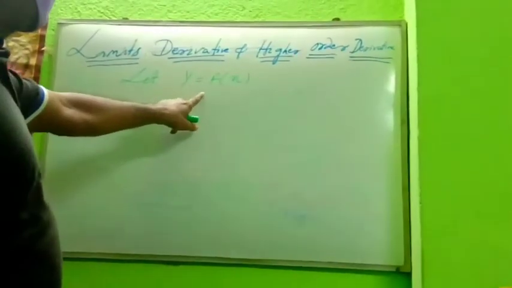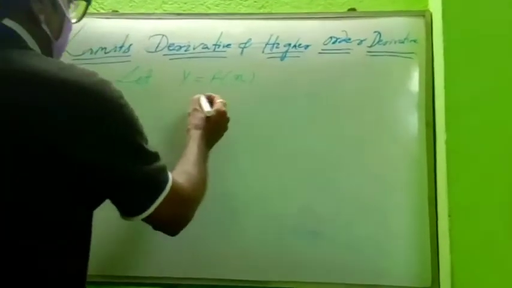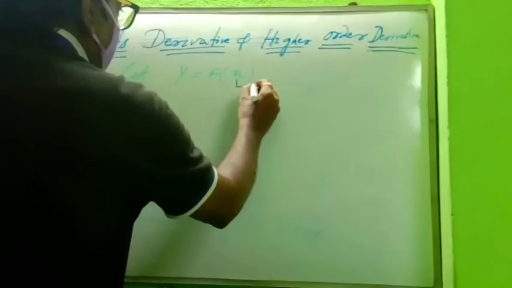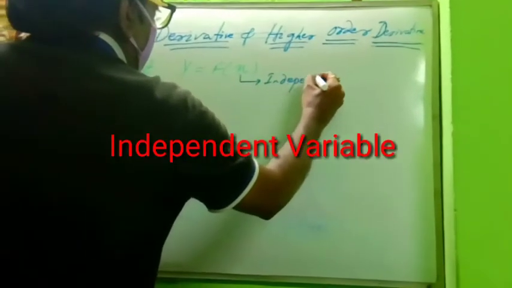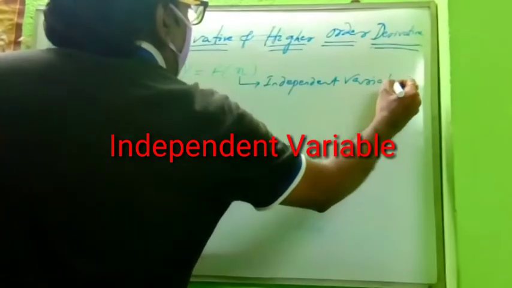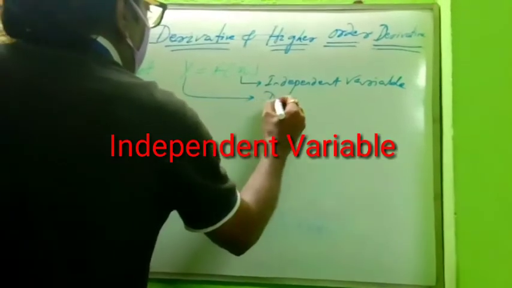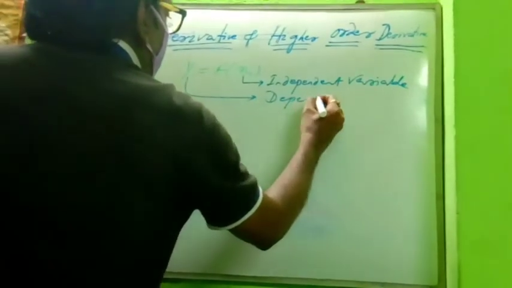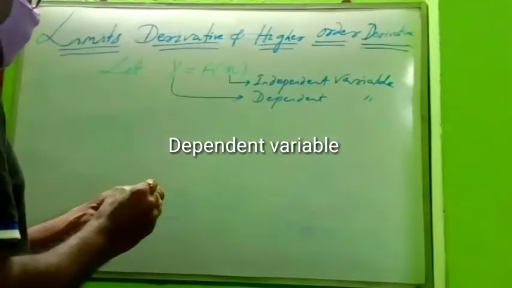Let y be a function of x. Y is a function of x. That means x is the independent variable, and y is the dependent variable. Dependent variable means the value depends on the value of x.